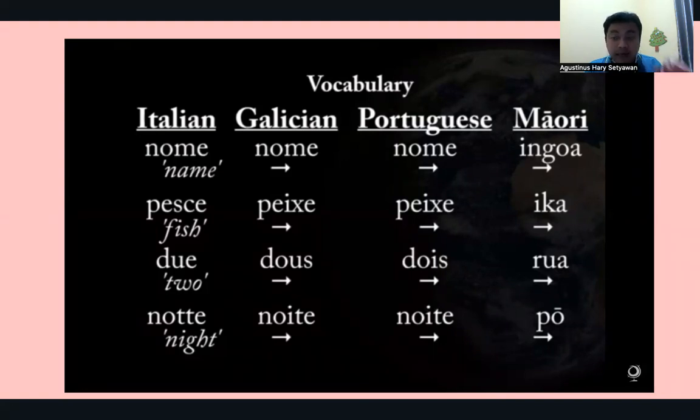Please read and think about the relation among those four languages, from these vocabulary items that are compared with each other. So we want to know the relations among them. Name, ingwa. Taste, pixie, ika. Two, toys, rua. Noite, po.